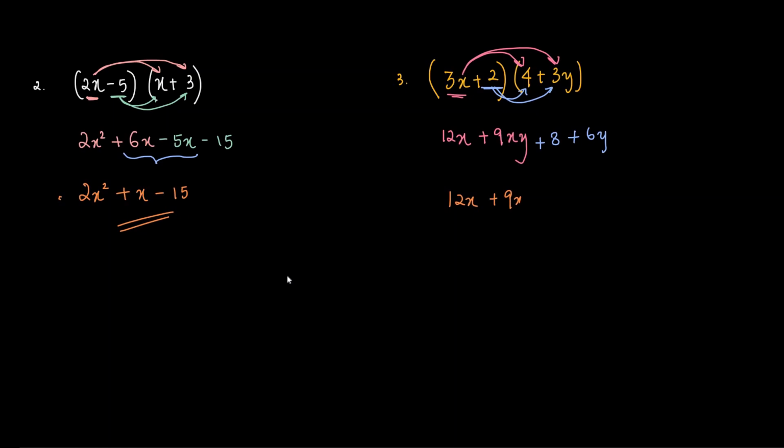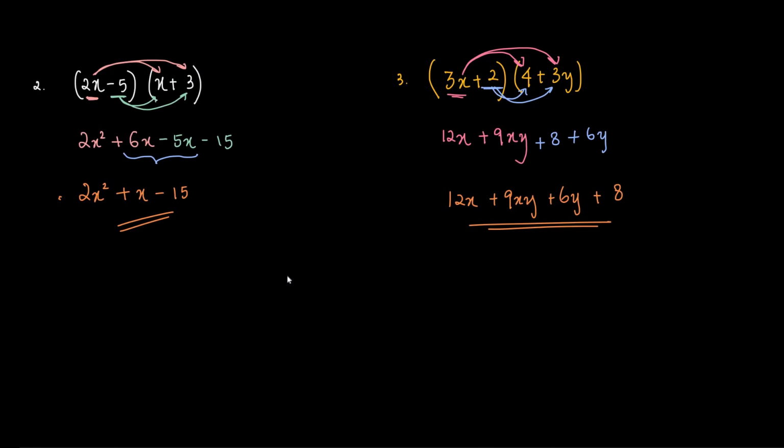So it's just 12x plus 9xy, and I'll just bring 6y to the beginning and then plus 8 at the end. That's just because we always write the number at the end. So nothing wrong with writing it this way. We just rearrange it so that the number always comes at the end. So this is the answer.